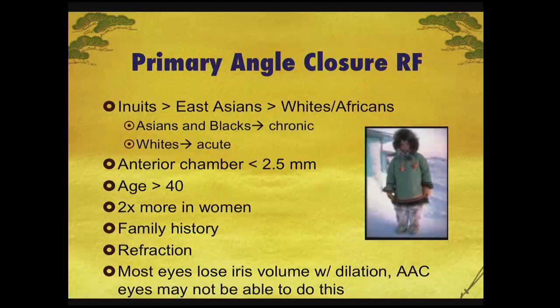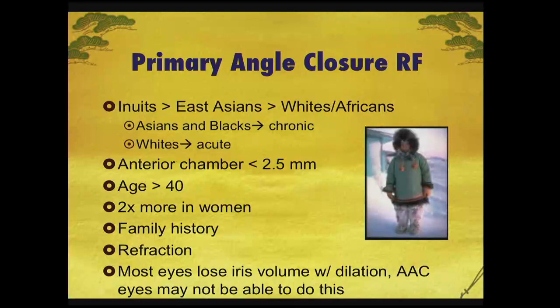Primary angle closure, the risk factors are having a small eye. So Inuits, Eskimos are at greatest risk because over evolution they have developed smaller anterior segments to protect themselves from the cold up in the North Pole. East Asians have the next highest rate, and then whites and Africans have a much lower rate. As I said, having a small anterior segment, having an anterior chamber depth of less than 2.5 millimeters is probably the strongest risk factor for having an acute angle closure attack.